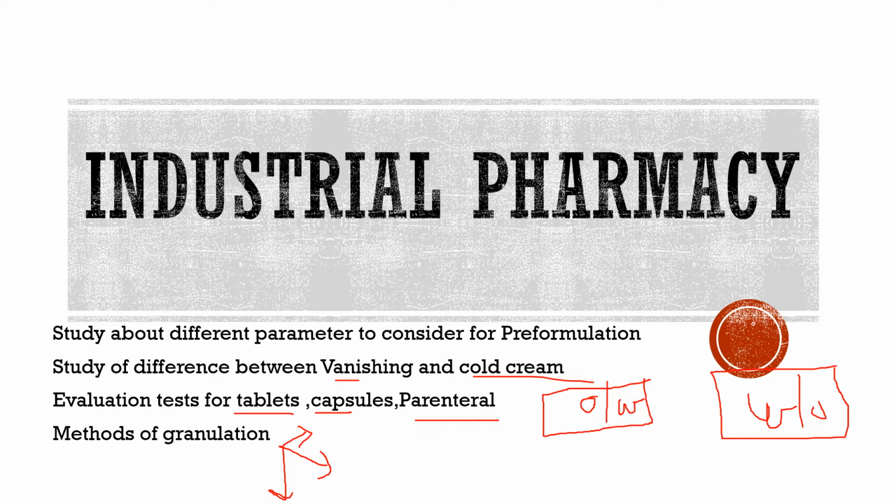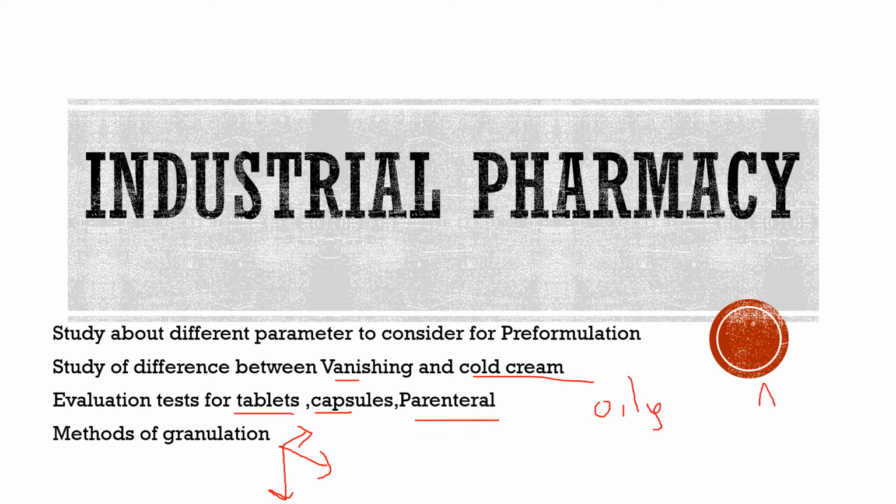So it is a W by O emulsion. Also, the formulation considerations. We have two phases for a cream: an oily phase and an aqueous phase. We have two different preservatives. In the oily phase we have propyl paraben. In the aqueous phase we have methyl paraben as a preservative.